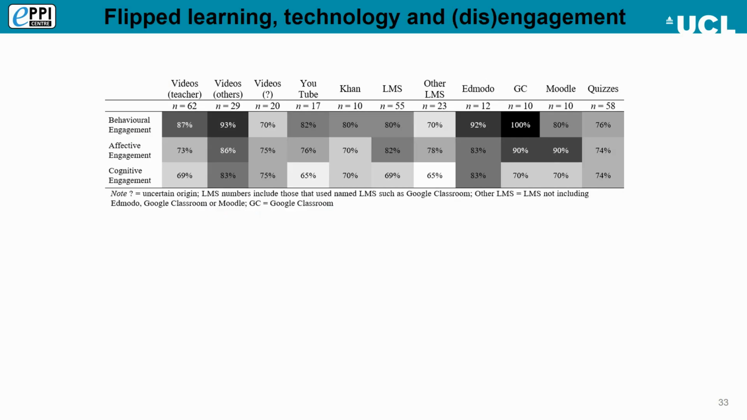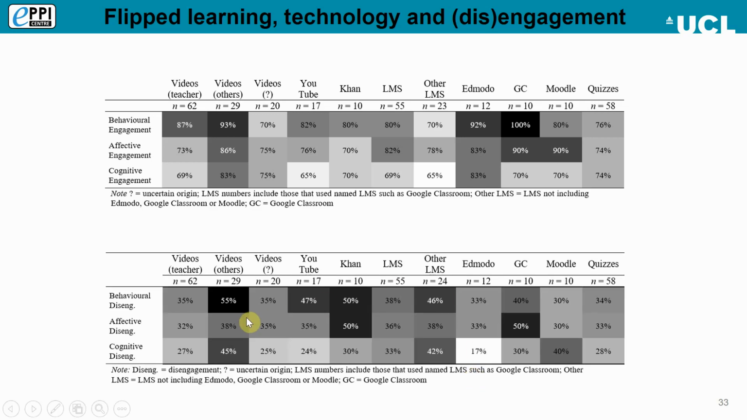In terms of specific types of technology that we used, videos made by others were found to have slightly higher instances of behavioural engagement than videos made by teachers. However, there were more instances of disengagement when videos were made by others than when they were made by the teacher. And it should also be mentioned, of course, that there were far more studies with videos made by teachers than there were by others.